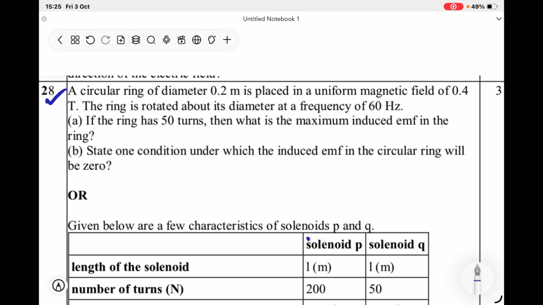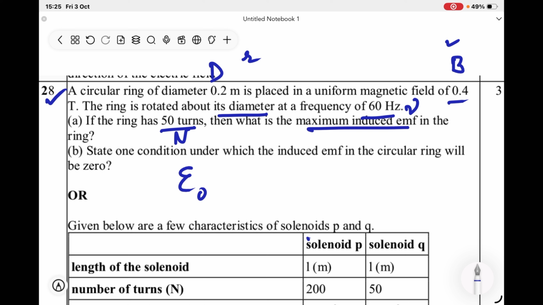Question number 28. A circular ring of diameter this. This is the diameter, so you can find the radius. This is the magnetic field. The ring is rotated about its diameter at a frequency of this, this is nu. If it has this many turns, this is capital N. So the diameter is there, you can find the radius, then the magnetic field, then nu, the frequency. What is the maximum induced EMF?